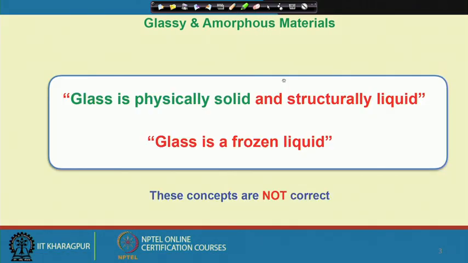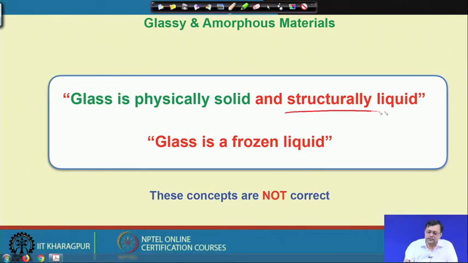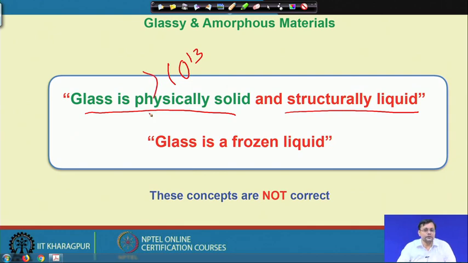Now, most of the time, there are very general concepts people talk about. One of these is that glass is physically solid and it is structurally liquid. Definitely glass is physically solid because it has a viscosity greater than 10 to the power 13 poise. So, it is definitely solid, but the question comes whether it is structurally liquid or not.